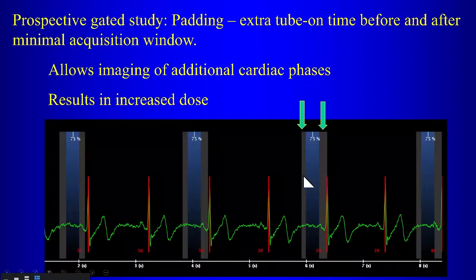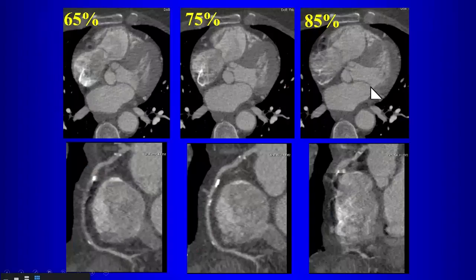And so that means that we also have phases from here to here that are available for reconstruction. So we have some additional phases for reconstruction, even in this prospective gated CT scan. Of course, the disadvantage of that is that since the X-ray tube is on here, you are increasing the radiation dose, but you can use this as a safety factor. This is called padding.